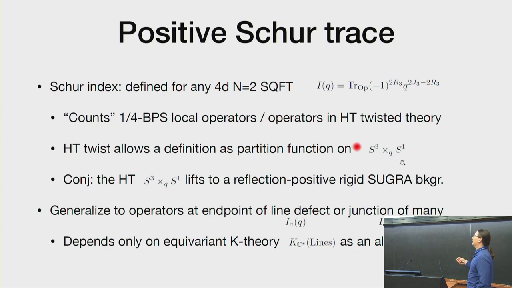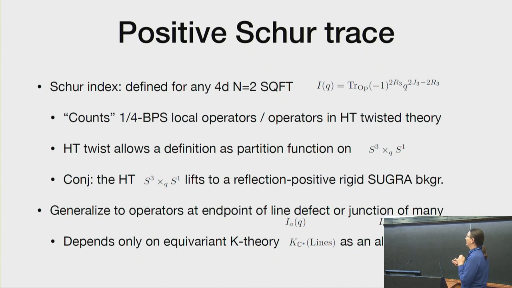But a slightly better way to think about it is that these are operators which survive the holomorphic topological twist of the theory. I will not be able to discuss what holomorphic topological twist means, but there is a manipulation you can do to the theory to produce a simplified theory, and the Schur index counts the local operators in this simplified theory. And it's useful because although the theory is not conformal, the holomorphic topological twist kind of is. So you can put the holomorphic topologically twisted theory on the Hopf surface you heard about yesterday, and define the Schur index as a partition function.